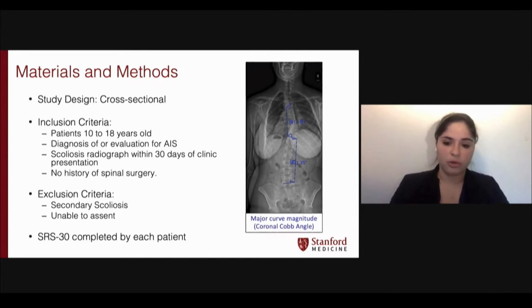We also excluded patients who had non-idiopathic scoliosis, such as those with syndromic or neuromuscular scoliosis, and we excluded patients who were unable to ascend. In addition to 3D scan capture, each patient also completed a Scoliosis Research Society 30 questionnaire during their visit.